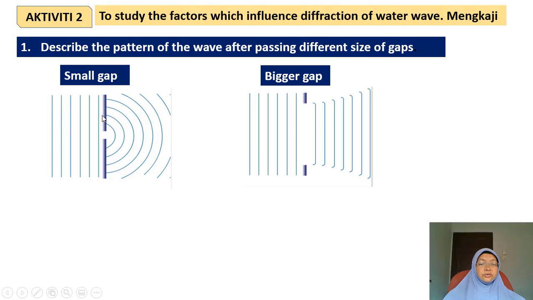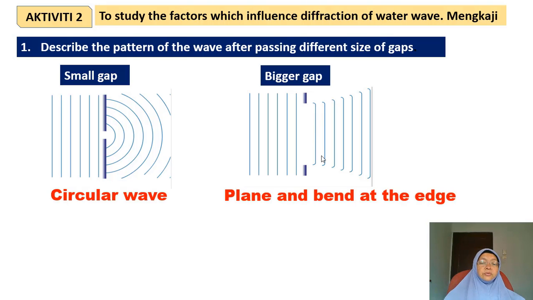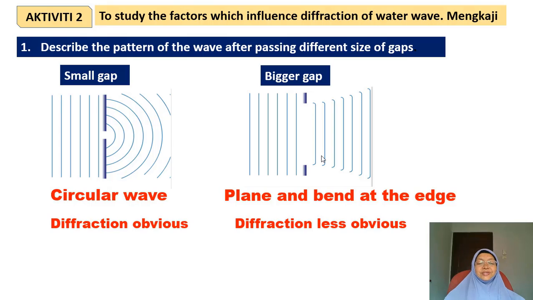So this is a small gap, so the wave will become circular, and this one does not change much from before. A plane wave, we have the edge bend a little bit at the edge, right? So this is a circular wave, and this is a plane wave bending at the edge. We call it diffraction obvious, and diffraction less obvious. Obvious means from plane wave it will change to circular wave.